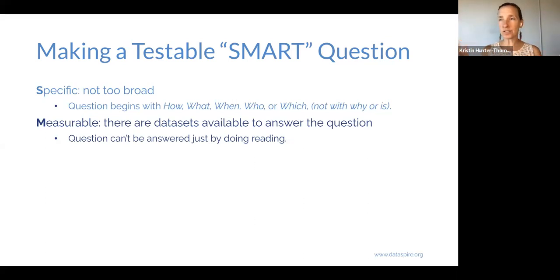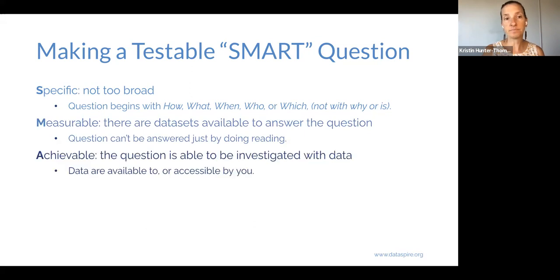You can't just look it up in a book or Google it. You need measured information to be able to investigate the question. The A is achievable. You can actually go about investigating, pursuing this line of inquiry with data for your question. So the data are available, or you can access them, or you can measure them yourselves.